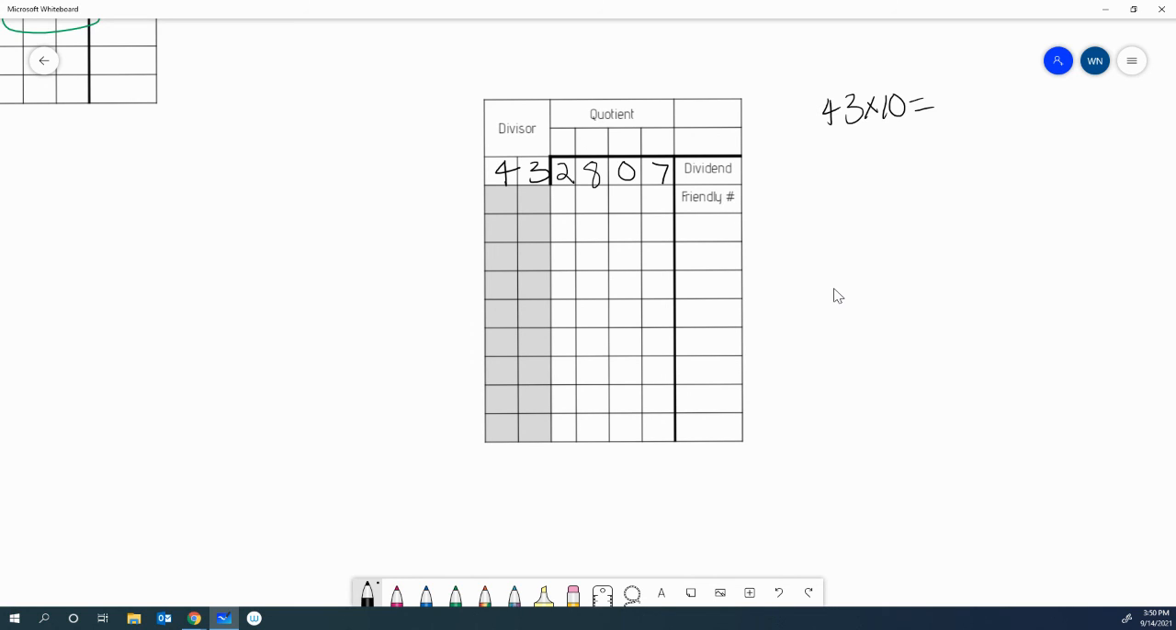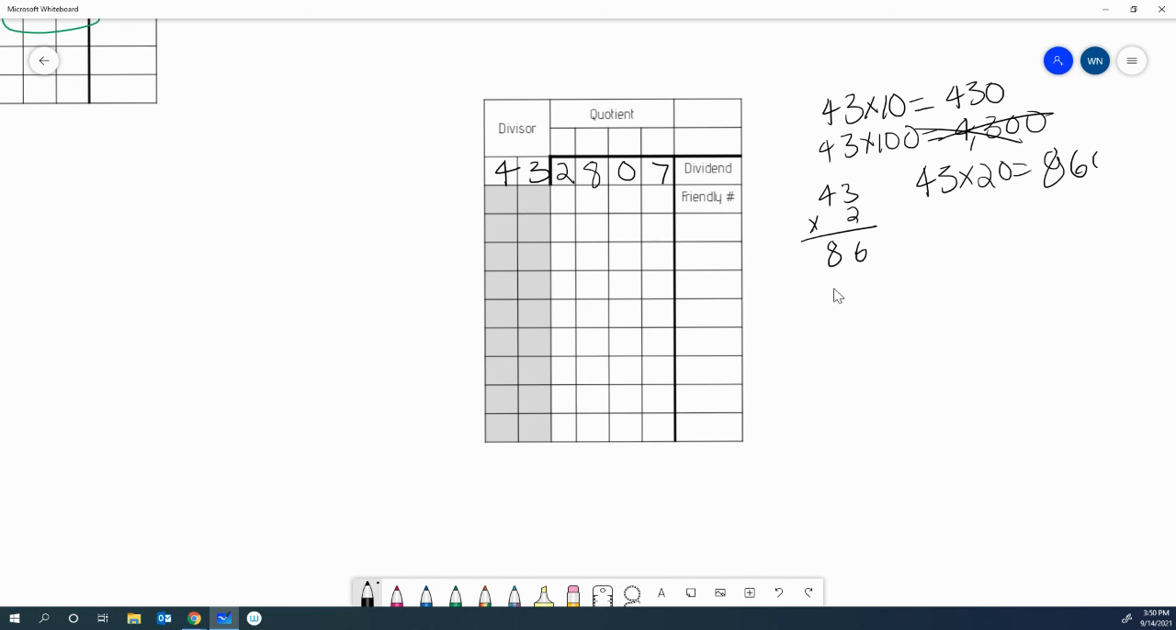All right, so I could have used 43 times 10, but that's 430. That's a little small. And if I did 43 times 100, that would be 4,300, and that's too big. That won't work. I wonder what 43 times 2 is. 2 times 3 is 6. 2 times 4 is 8. 86. You know, that might have to work. Let's say 43 times 20. That would be 860. That's going to have to work because I'm tired of finding friendly numbers. Got 20.